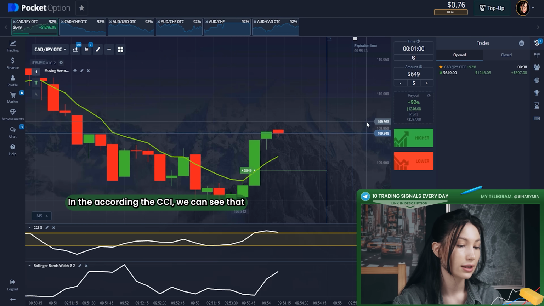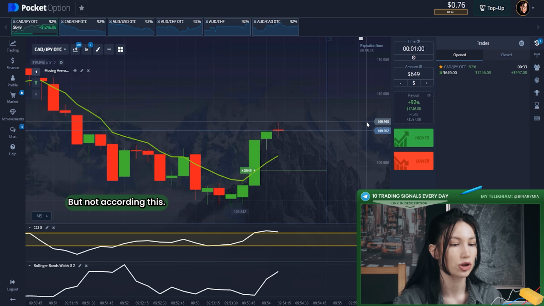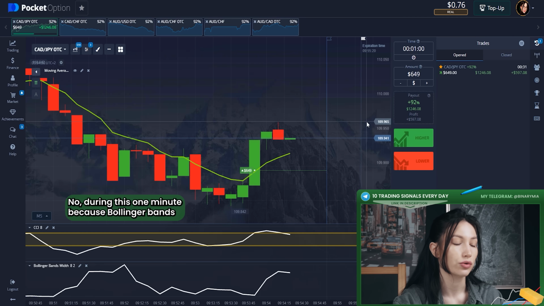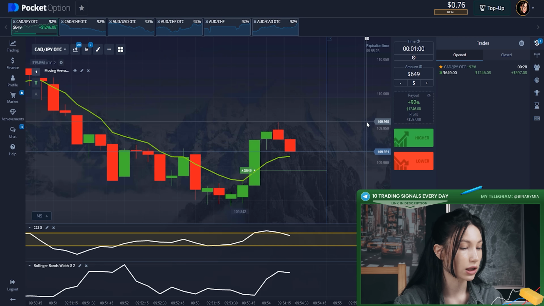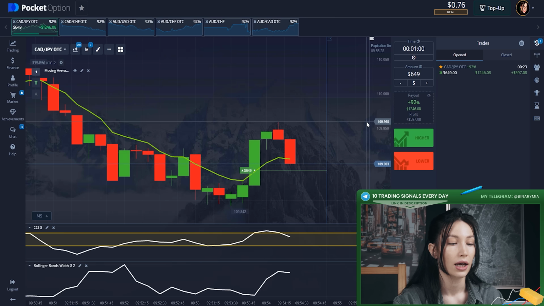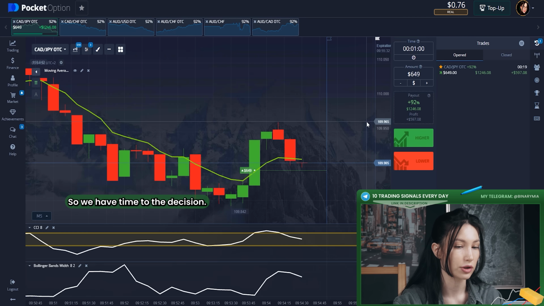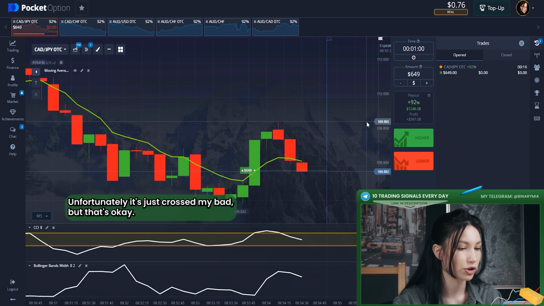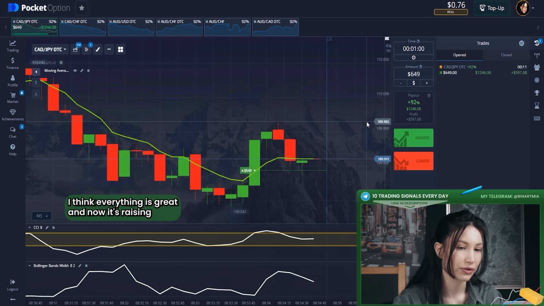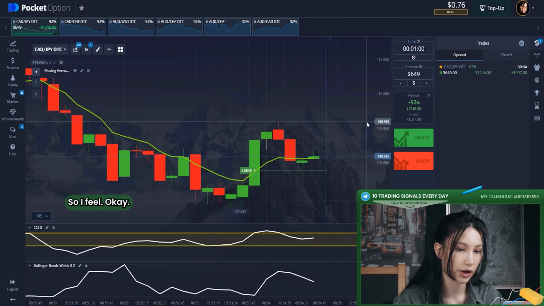According to the CCI, we can see that the price actually is overbought and very soon it will go down, but not during this 1 minute, because Bollinger Bands are showing me that it's still an upward trend and the indicator hasn't touched the highest position yet. So we have time till the decision. Unfortunately, it just crossed my bet, but that's okay. I think everything is great and now it's rising. Moving average also shows me an upward trend, so I feel okay.